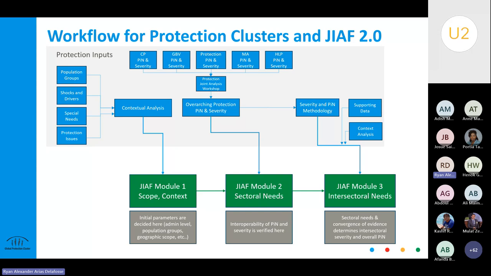Now you'll see here, I have severity and PIN methodology. As we will go deeper into how overall PIN and intersectoral severity is decided, it is important that you understand the methodology with how this was reached, which actually puts for the IMOs and coordinators quite a bit more importance on this protection joint analysis workshop, because it's going to be really important that we understand, let's say, a mine action PIN or severity was what was chosen to match the overarching protection PIN and severity. We need to understand why mine action has such a high PIN or a high level of severity, because that's going to be integrated in those intersectoral needs.